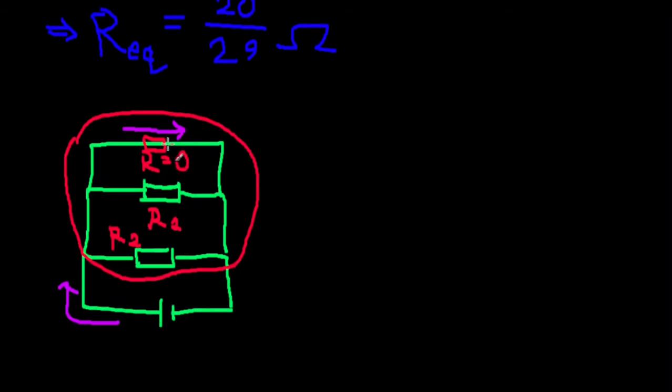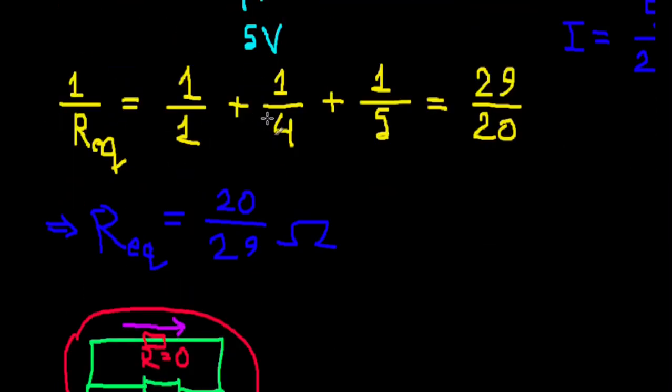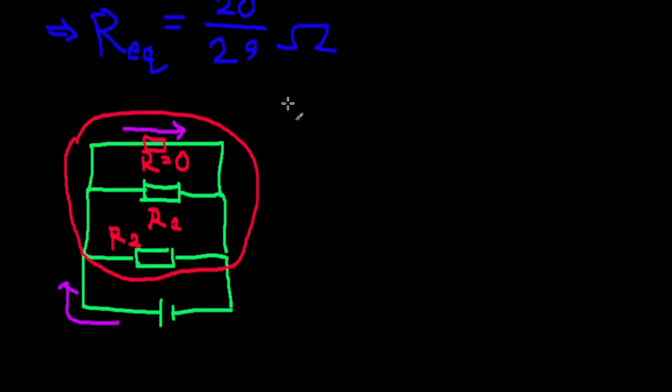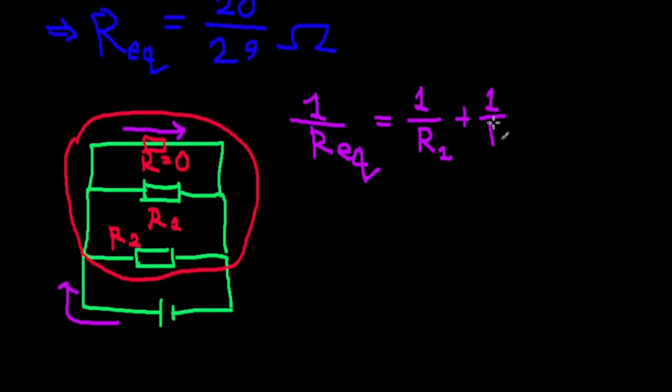Let's see how equivalent resistance relates to that. We have our equivalent resistance equation: 1 by the equivalent resistance equals 1 by R1 plus 1 by R2, and we have a short circuit, so plus 1 by R, which is the value of the short circuit. What do we know? It's 0. So 1 by 0.